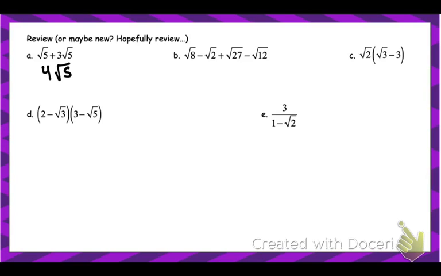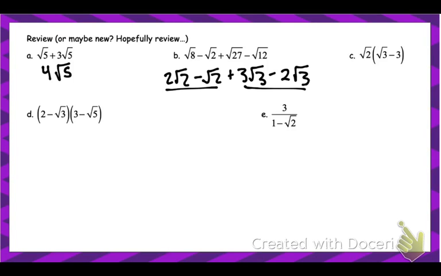So for example, square root of 8 can simplify to 2 root 2. Square root of 27 would be 3 root 3. Root 12 would be 2 root 3. Then I can combine the ones that are the same together. So 2 root 2 minus root 2 would be 1 root 2. And then this would become plus root 3. And that would be my simplified answer.